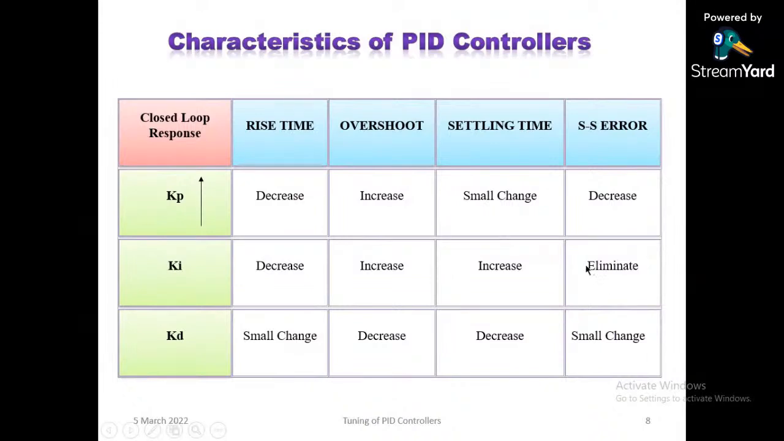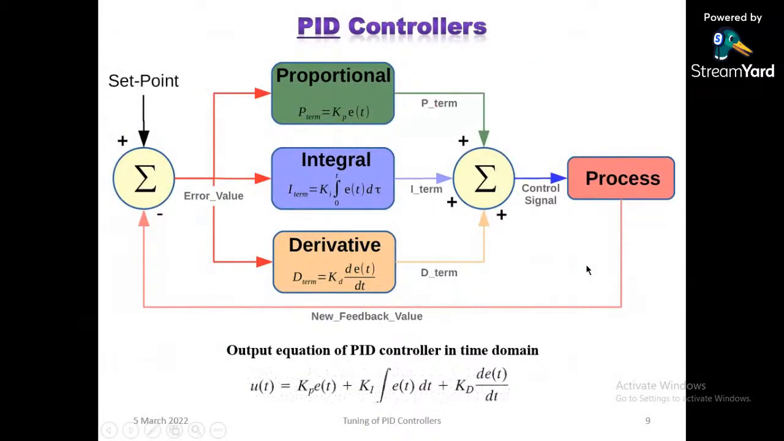Now as a whole you can see how the system will look after using the PID controllers. This is the process which needs to be controlled. I am taking feedback. This is my set point, and this will be the error value, and the input to these proportional, integral, and derivative blocks is nothing but the error signal. The output produced by the proportional, integral, and derivative, as a whole, is called the control signal. This signal is going to control the process, right?